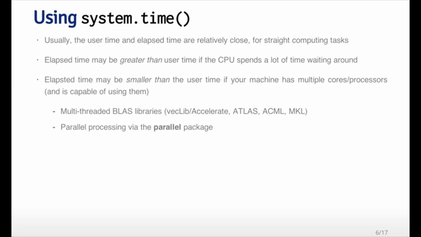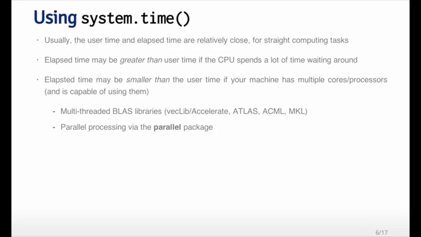Usually the user time and the elapsed time are relatively close, because the amount of time that the computer spends executing your function or your expression is roughly equal to the amount of time that you spend waiting for it. These are standard computing tasks. However, there are times when the elapsed time will be greater than the user time, and times when the elapsed time is smaller than the user time.